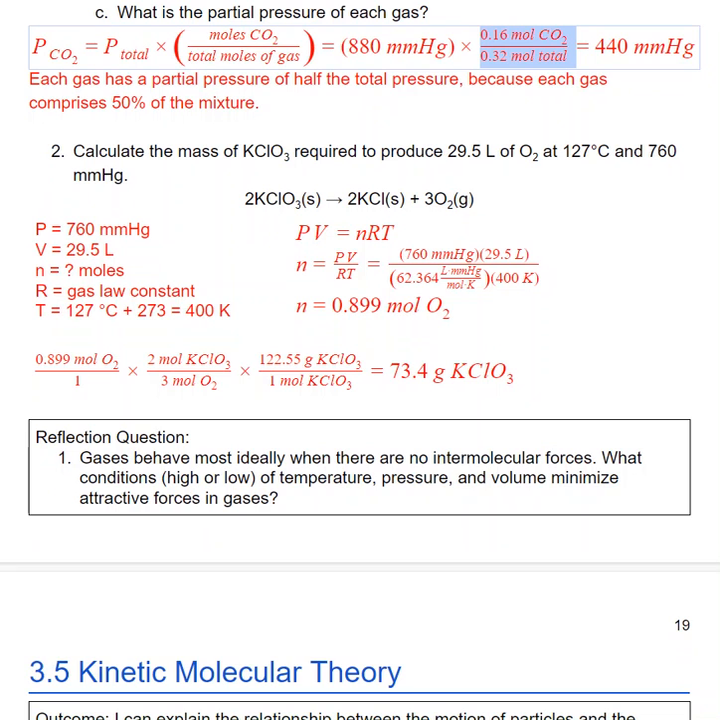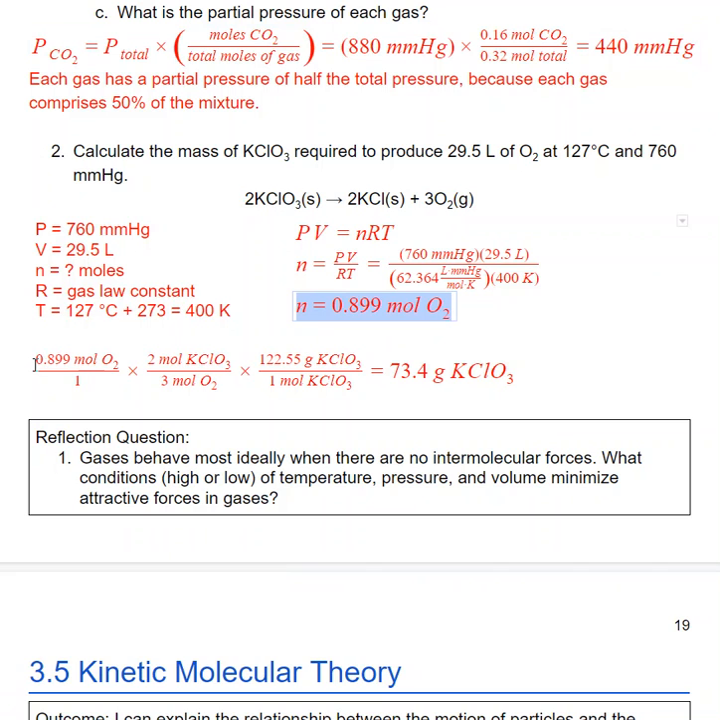So what mass of KClO3 do I need to produce 29.5 liters of oxygen at 127 degrees Celsius and 760 millimeters of mercury? So in this case, I'm solving for moles here, and then once I know moles, I can work backwards to solve for the mass of KClO3. So in order for me to produce oxygen that has this pressure, this volume at this temperature, I need a certain number of moles of gas to accomplish that. So I just rearranged my equation and solved for moles of oxygen here.